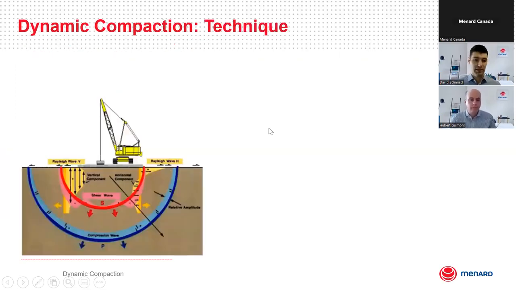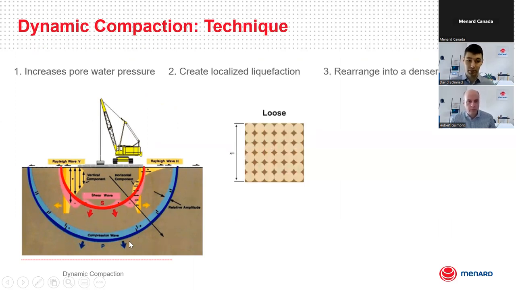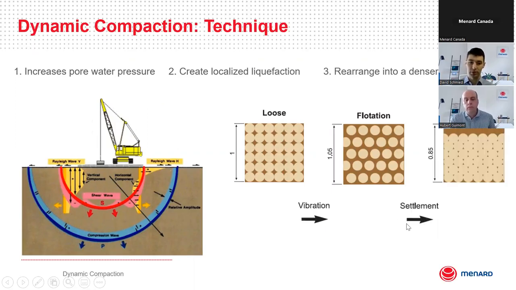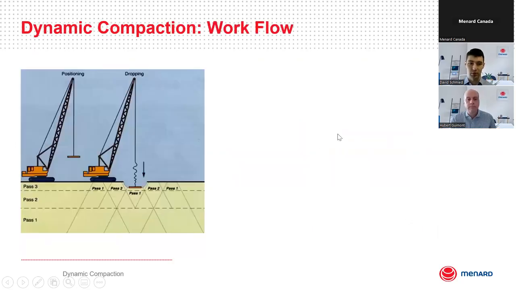The way it works is the pounder drops, it creates two waves, a P wave and an S wave. It increases the pore water pressure, which takes the loose soil and creates flotation or localized liquefaction. The shear wave rearranges the particles and it settles into a denser formation, compacting the whole thing.